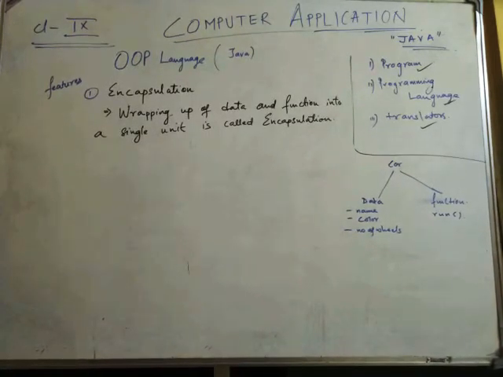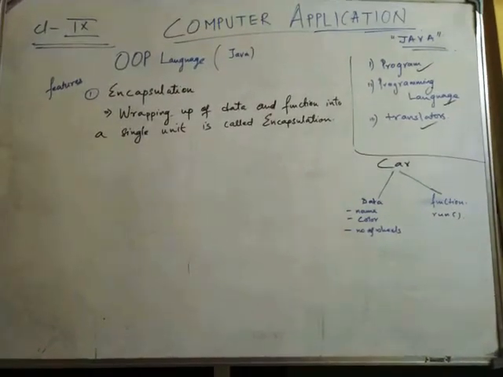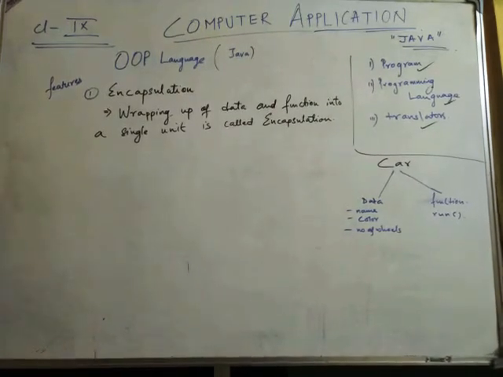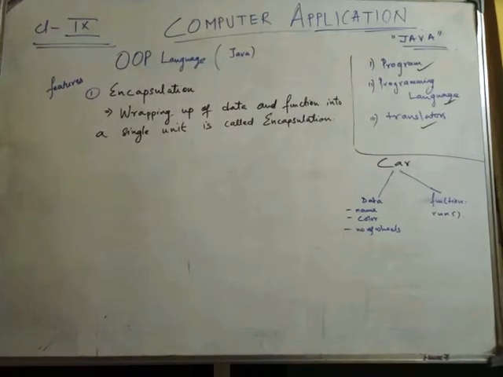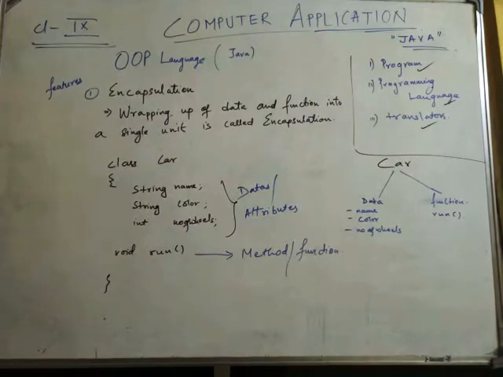Now, how do we write this in Java? If you write it simply, we start with a class car. So we wrote an example like class car, string name, string color, int number of wheels, and void run. See here, name, color, and number of wheels, we have the data.